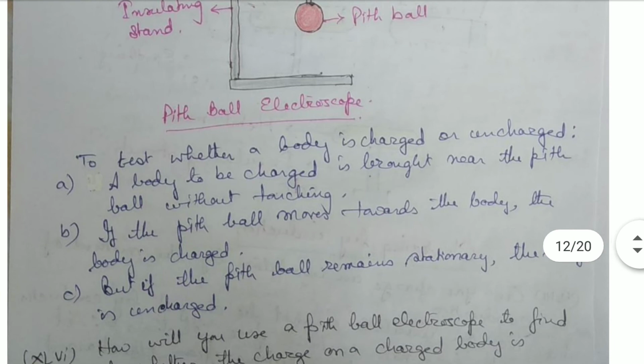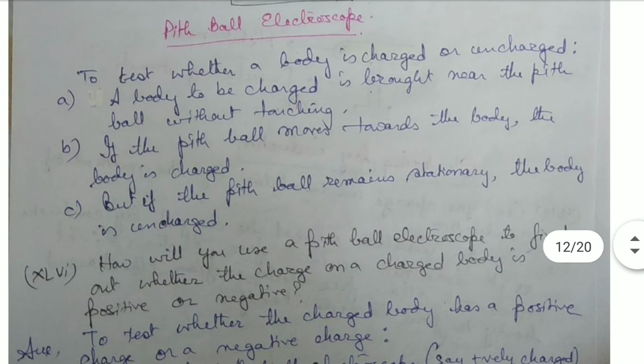Now to test whether a body is charged or uncharged, the body to be tested is brought near the pith ball without touching it. So we don't know whether the unknown body is charged or not. If the pith ball moves towards the body, then the body is charged. And if the pith ball remains stationary, the body is uncharged.